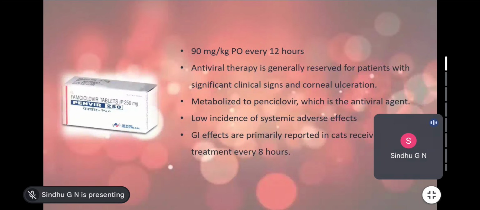And orally, we can try famciclovir tablets, 90 mg per kg, BID. Antiviral therapy is generally reserved for patients with significant clinical signs and corneal ulceration again. And this famciclovir will be metabolized to penciclovir, which is an antiviral agent.